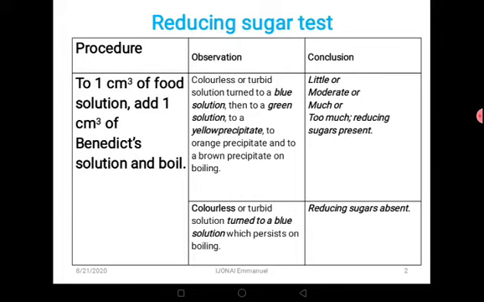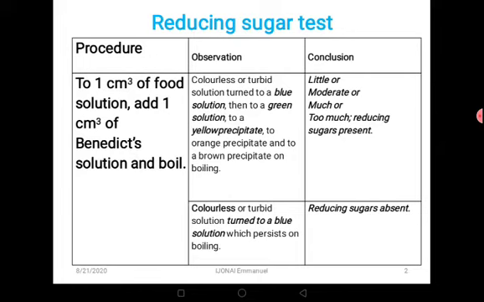However, it can stop at any color there. You don't have to force it to reach the last color. You have to accurately report what you have seen. So how do you conclude? You say either little, moderate, much, or too much reducing sugars present, depending on the color. For example, we say that little reducing sugars are present when the blue solution turned to a green solution, and that is the final observation after boiling.